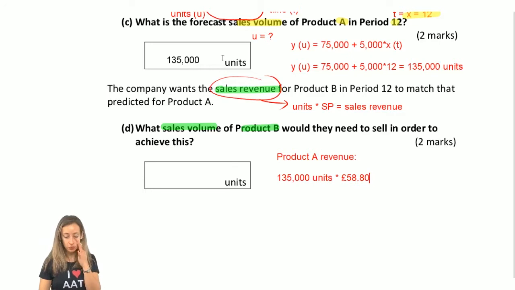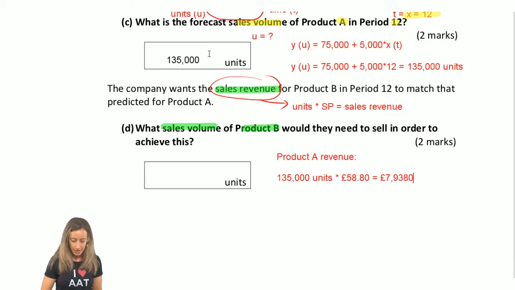So be careful under the pressure of the exam not to pick up the wrong number. If you're talking about product A, pick up the price for product A. If you're talking about product B, pick up the price for product B. But don't mix and match them, because then you will waste some marks, okay? So what's the sales revenue? I think it comes up to 7,938,000. Yes. Nice, isn't it?